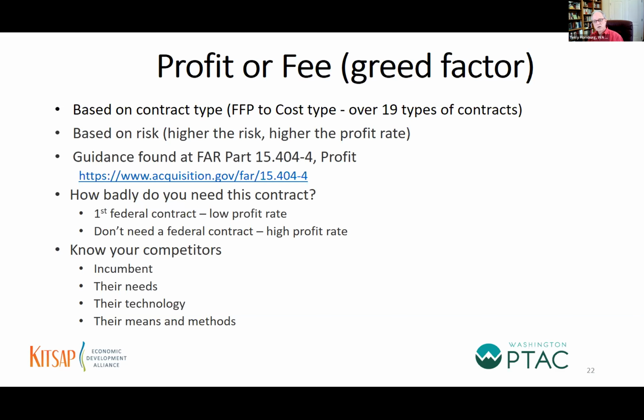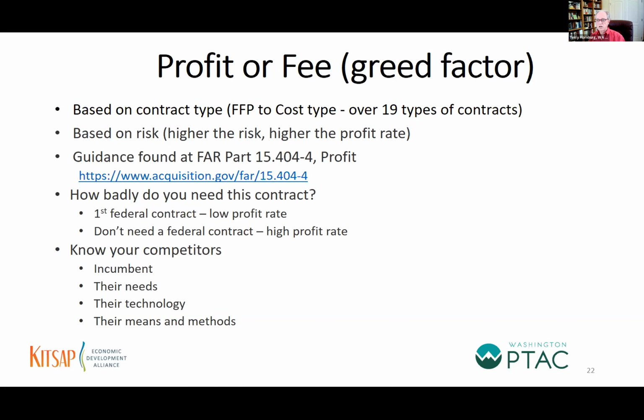Find out who the incumbent is. It might be very useful to find out whether they're going to be competing for the follow-on contract or not. Know your competitors' needs. Are they a new company that's going after their first contract too? So chances are they're going to have a low profit rate.